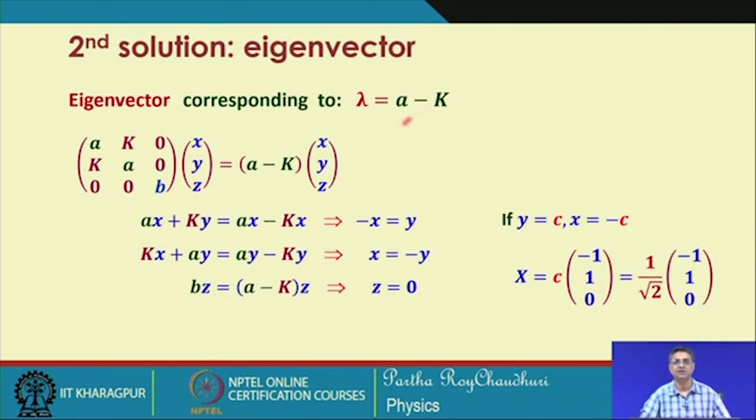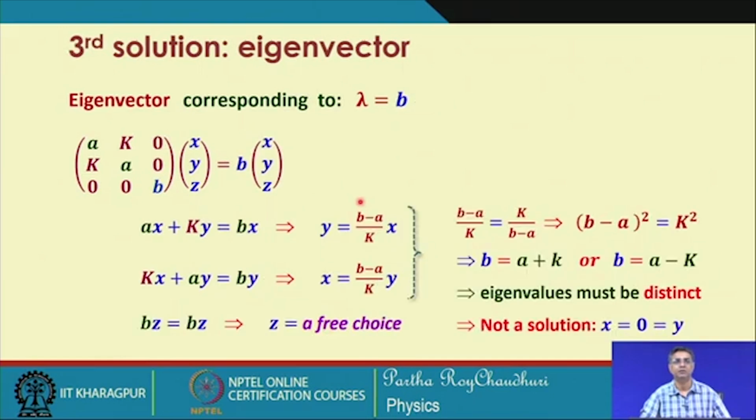Let us now see the third eigenvalue, that is corresponding to lambda equal to b. We have this eigenvalue equation in this case, this is the eigenvalue and this is the eigenvector. The three simultaneous equations are this. So, from the first equation, a x plus k y equal to b x, what does it mean? It means that y equal to (b minus a) by k into x. From the second equation, we get k x plus a y equal to b y.